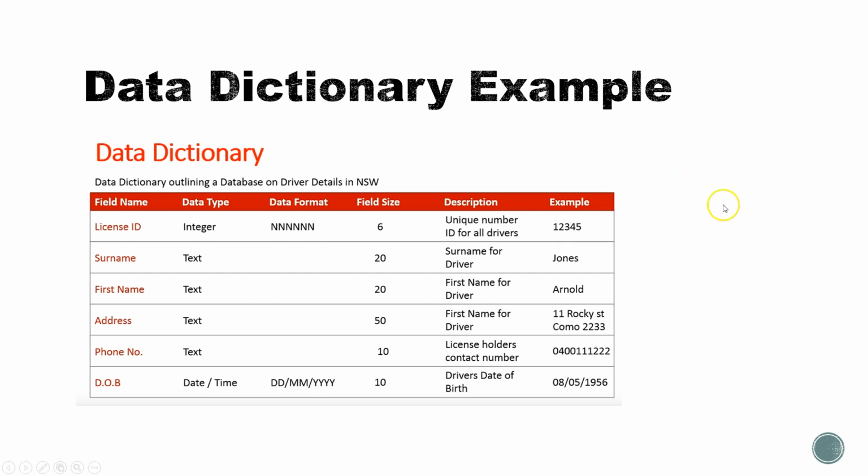It's pretty straightforward stuff. You've got your field name, your data type, your data format here, which can be whatever you want it to be really. You've got your field size, a description in case it's unclear exactly what the field means, and then an example. Obviously, for most databases, you're going to have way more information than what is in this data dictionary, but this is just an example of the way that it should be set out and the types of things that you could be including.